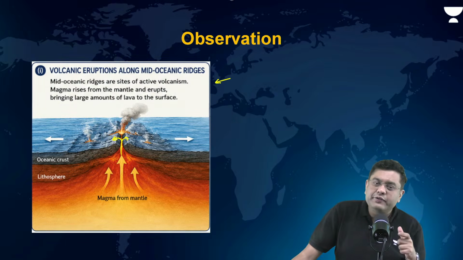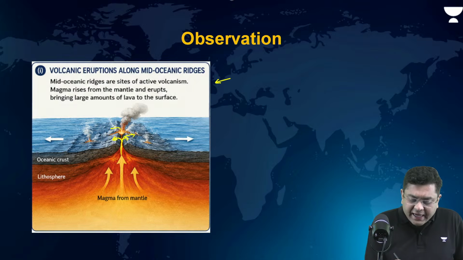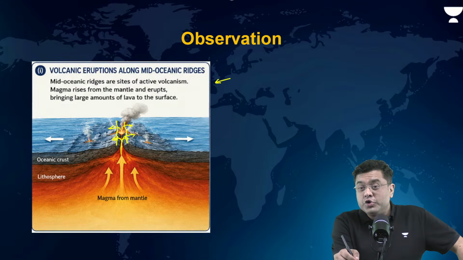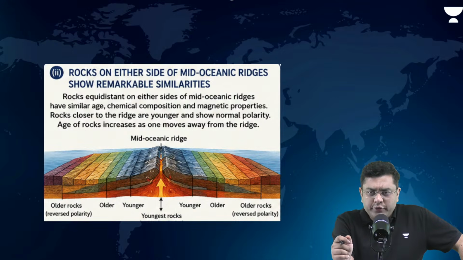So Harry Hess observed that there would be underwater volcanic activity in a series of relief features, and that would be the region of these mid-oceanic ridges. And that is where he got evidence with the help of the rocks also.